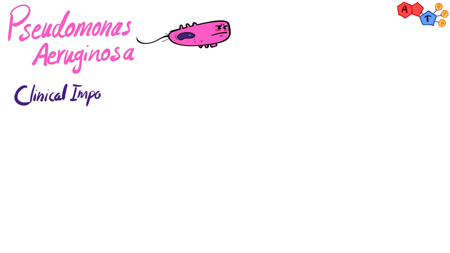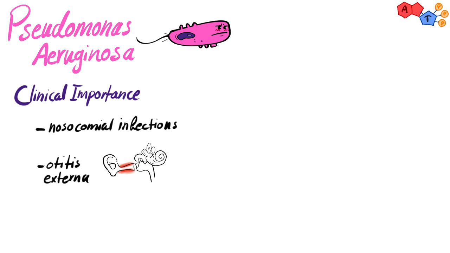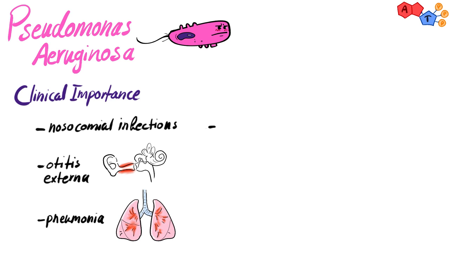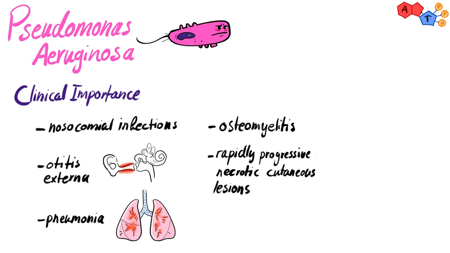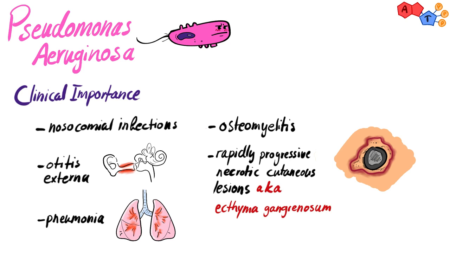For the clinical importance, a high yield point is that it can cause nosocomial infections, but that's not all. In fact, he can cause otitis externa, which is inflammation of the external ear, pneumonia, which is inflammation of the lung, osteomyelitis, or inflammation of the bones, and many other infections. The point here is that he affects many parts of the body, and can even cause something called rapidly progressive necrotic cutaneous lesions, known as ecthyma gangrenosum, which is typically only really seen in immunocompromised individuals. And that's pretty much all you have to know about Pseudomonas, so let's move on.